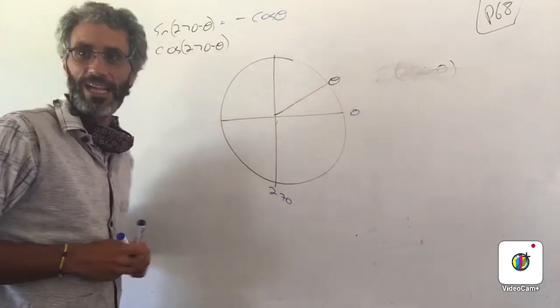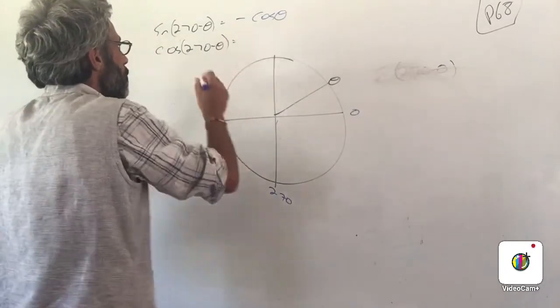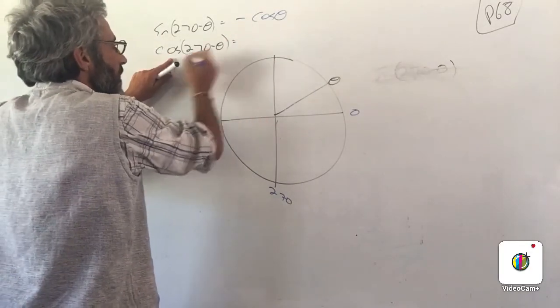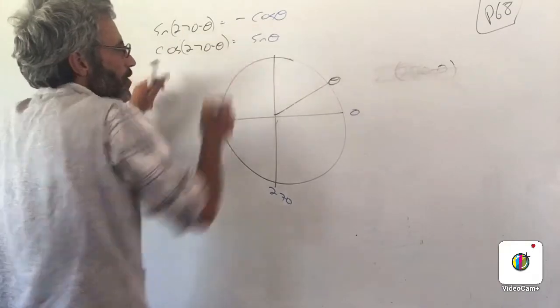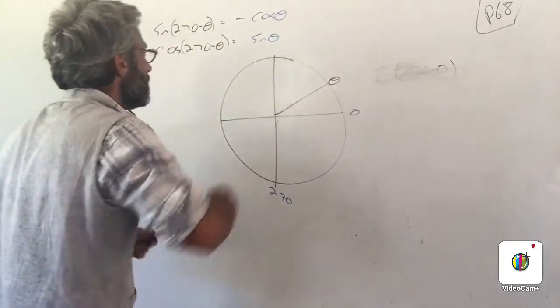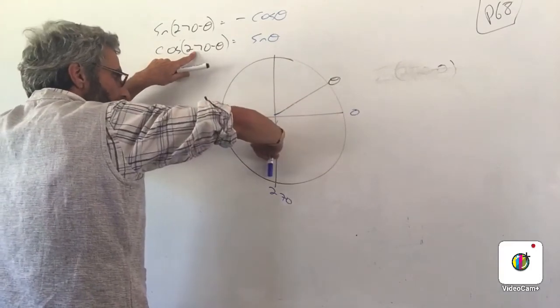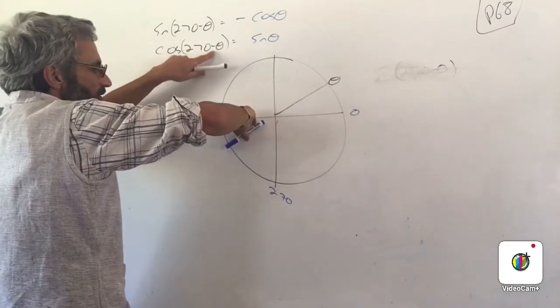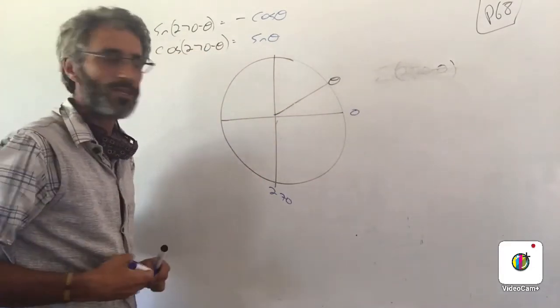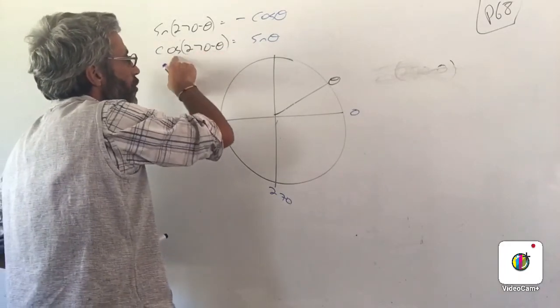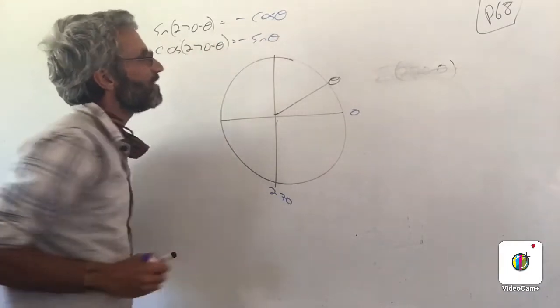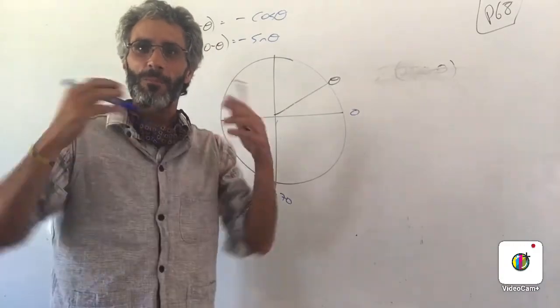The same thing can be done for cosine. Cosine of 270 minus theta is going to be sine theta with a plus or minus in front. Again, I'm doing 270 and then minus theta, so I'm still in the third quadrant, and my cosine, just like the sine, is negative, so I'm getting minus sine. Much, much quicker.